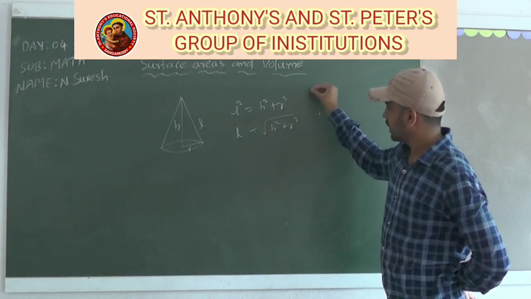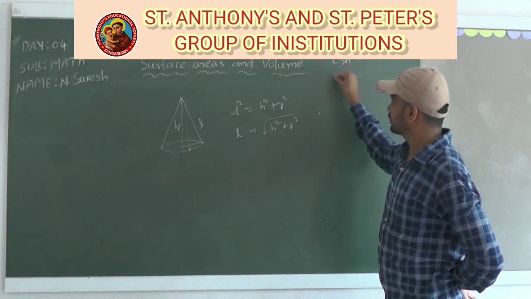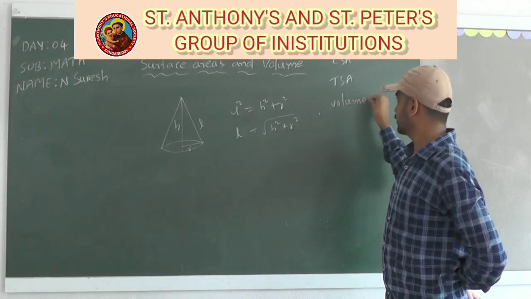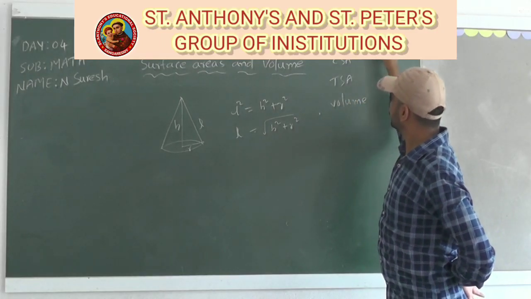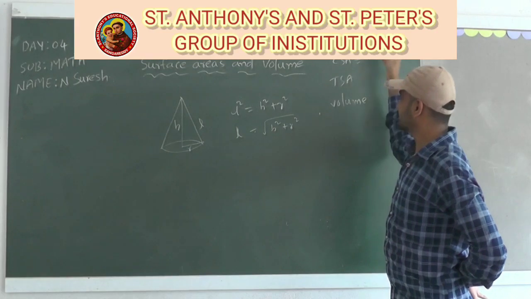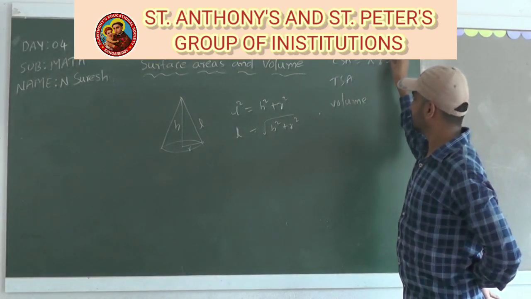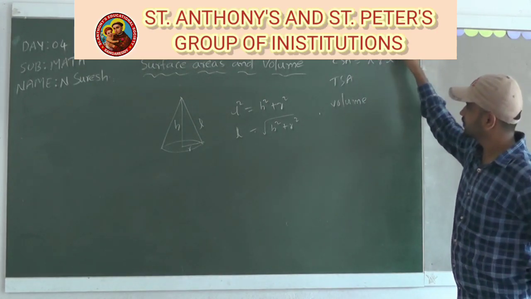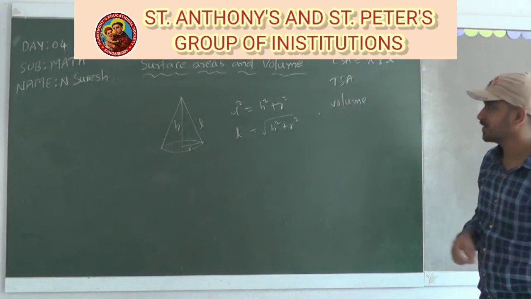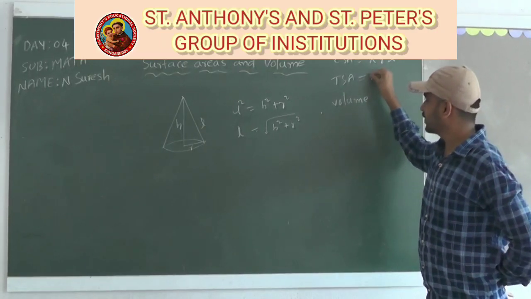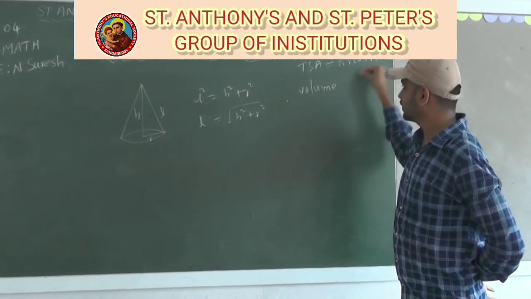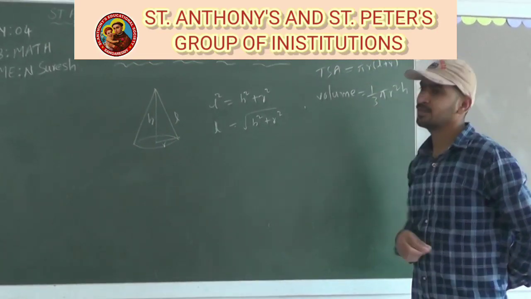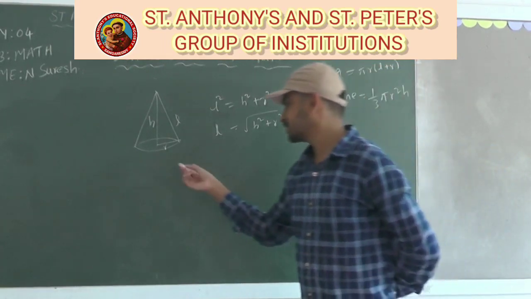And another one, that is CSA, TSA and volume of cone. CSA is pi r L, where r is the radius of the base circle and L is the slant height of the cone. TSA is pi r L plus r. Volume is 1 by 3 pi r square h. So we have to see some problems.